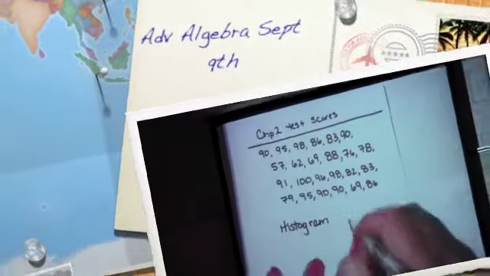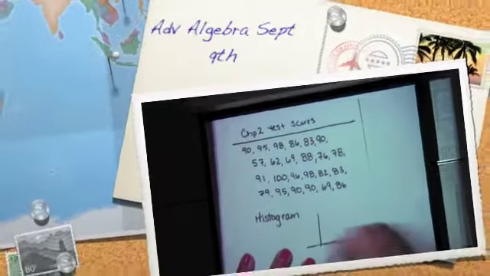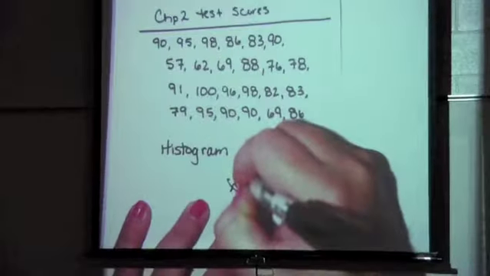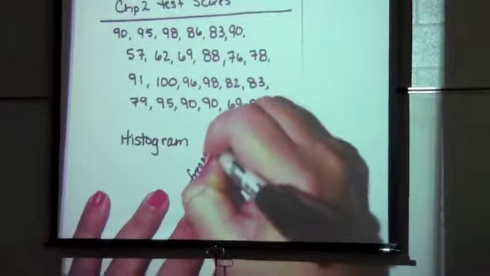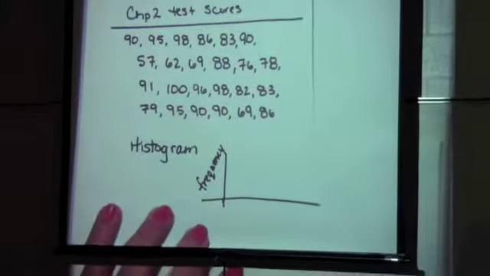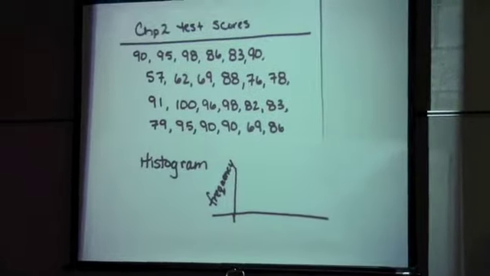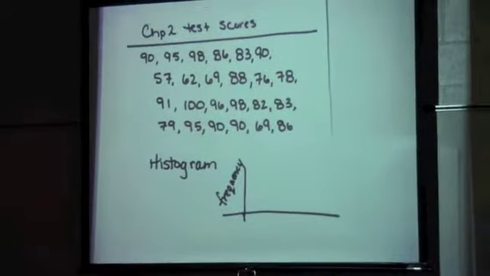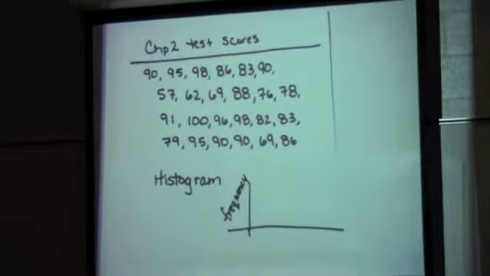A histogram is always going to have two lines. Sometimes it'll stop at the corner here. This is always going to be the frequency, and frequency is the same thing as how often does that number occur. So frequency tells us how often something occurs.